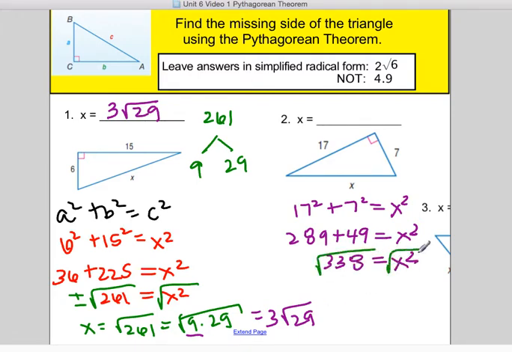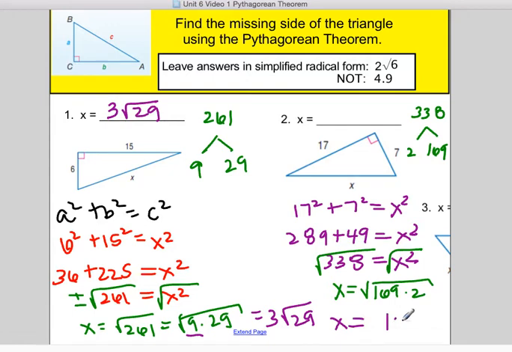Once again, take the square root. So I have the square root of 338, so I probably want to figure out what are my perfect squares in 338. Is there any? So I play around. I know it's divisible by 2, so if I just try 2, I get 2 and 169, and the square root of 169 is actually 13, so that works out perfectly. So x is equal to the square root of 169 times 2. And like I said, the square root of 169 is 13, so it's 13 square root of 2. That's my answer for number 2.